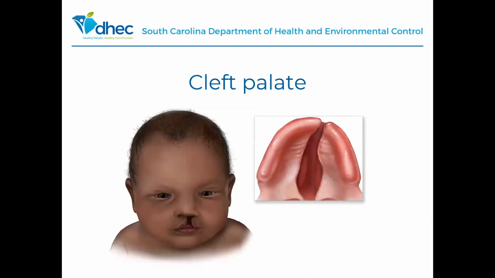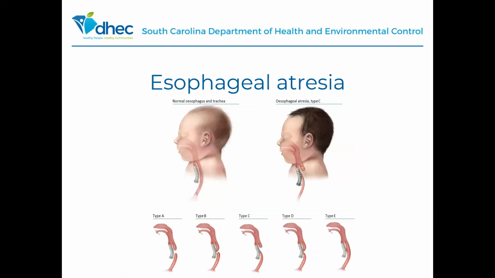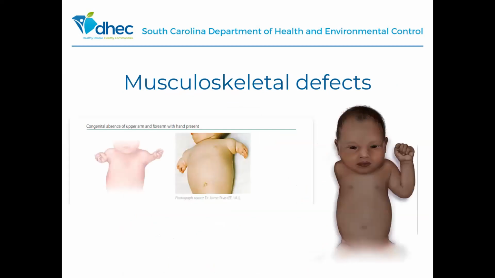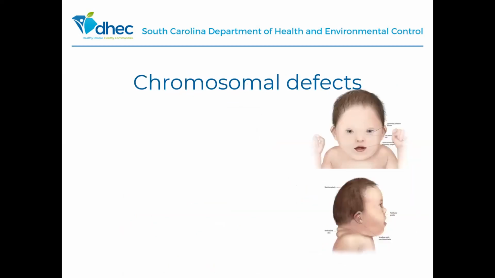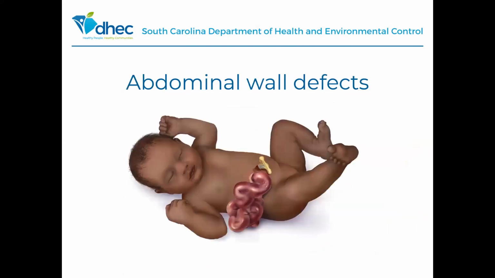Cleft palate is one that might be well known, and this is oftentimes associated with other syndromes as well. There are other kinds of defects that affect the intestines and the esophagus. There are defects that affect the arms and the legs. There are chromosomal defects that affect the DNA, but have other resounding impacts. In abdominal wall defects, oftentimes a child's internal organs will be outside of its body when it's born, and a surgery must be done to replace them and put them back inside the body.